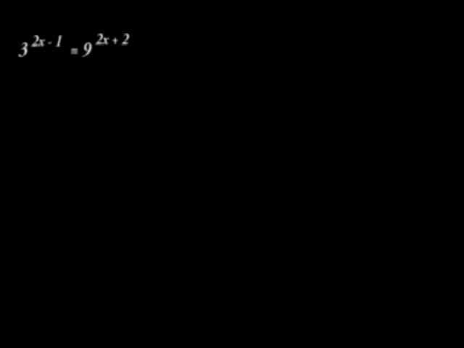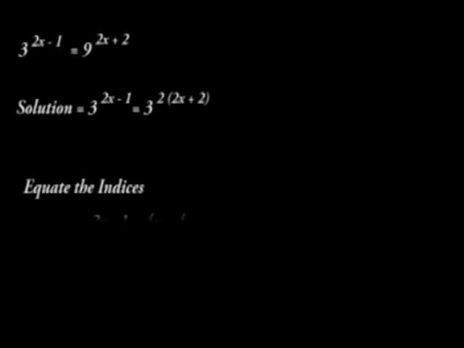In another example, 3 raised to 2x minus 1 is equal to 9 raised to 2x plus 2. In our solution, 3 raised to 2x minus 1 is equal to 3 raised to 2 times (2x plus 2). Equating the indices, we have 2x minus 1 is equal to 4x plus 4, and x is minus 5 over 2.